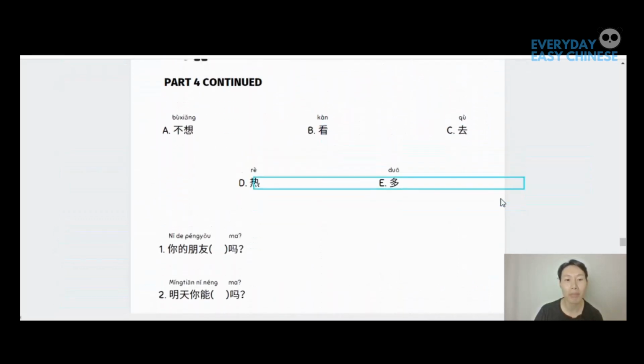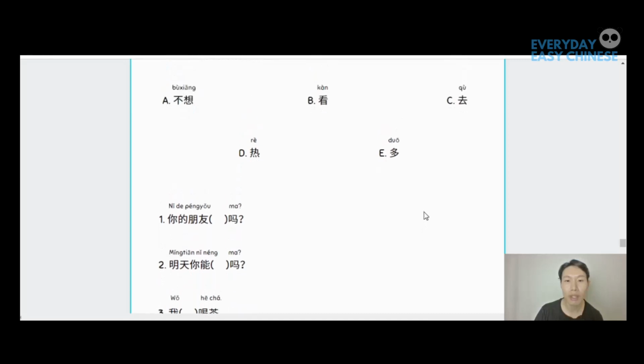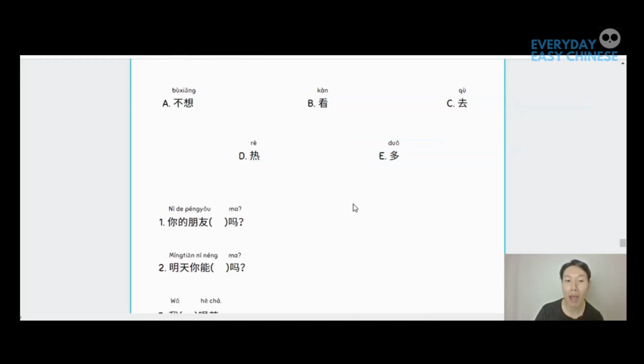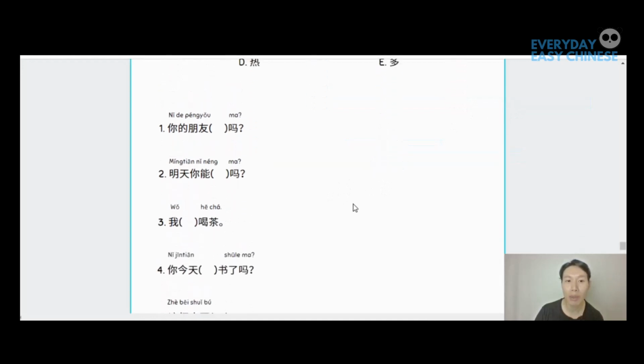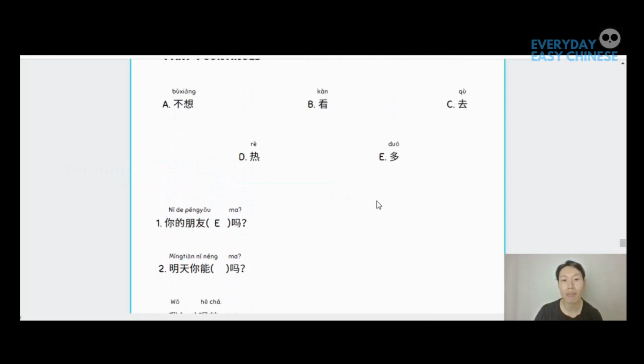Moving on. Number 1. 你的朋友吗? So we have many options here. 你的朋友去吗? We can also say that is your friend going. Or 你的朋友多吗? Let's see which one's the best one. So E is actually the best one for this. Do you have many friends?